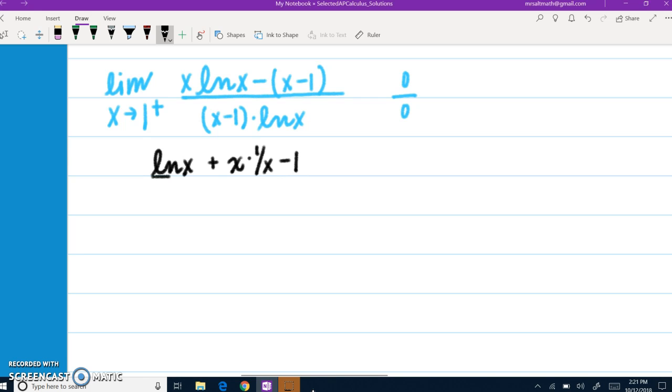Then down on the bottom, here we have x minus 1 times the natural log of x. So, oops, I just copied that down. We need to get the derivative of that. So here, this derivative is just going to be 1 times the natural log of x, and then plus x minus 1 all over x.